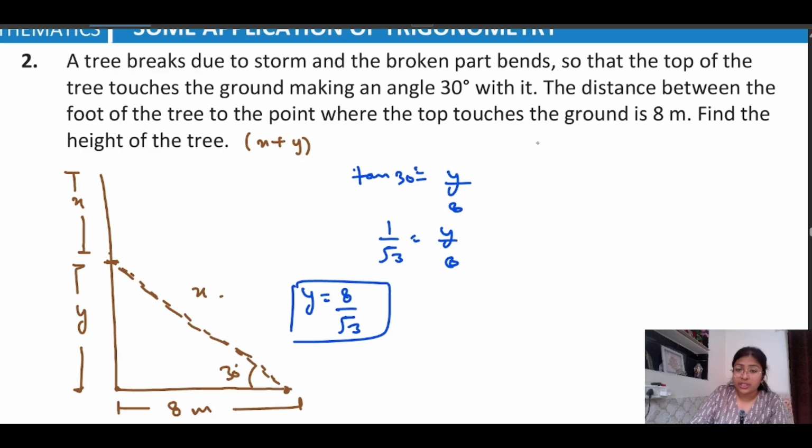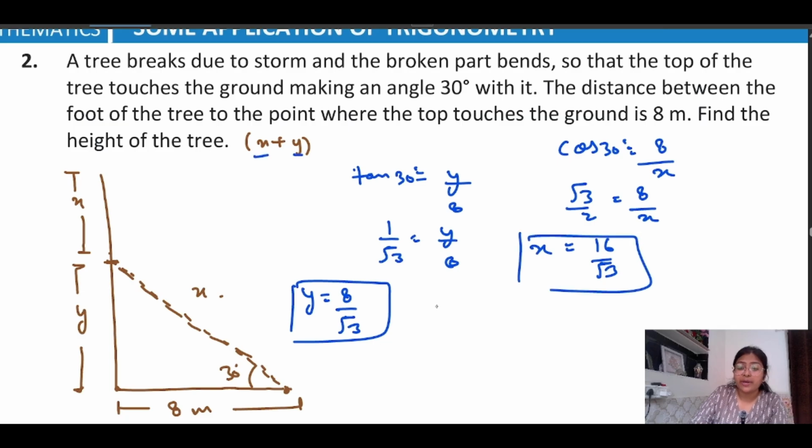For x, you need the cos ratio. Cos 30 equals 8 over x. The value of cos 30, which equals sin 60, that is root 3 by 2, is equal to 8 by x. The value of x is 16 over root 3. Now we need to add, because we need to find x plus y. Add both the values because it is the total height of the tree.